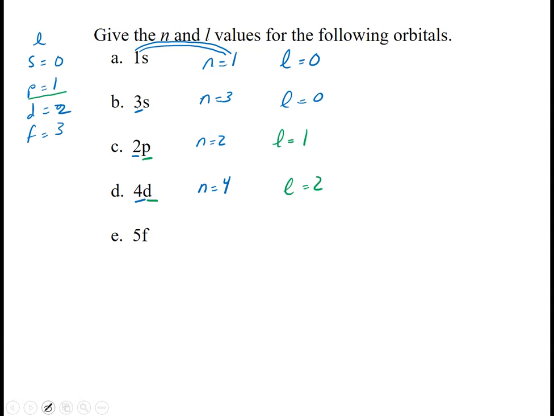And lastly, n for this one is 5. And L is equal to 3. Okay, so you do need to know this order. If you've done electron configurations in high school chemistry, this is the order that you fill them: S, P, D, and F. Otherwise, you need to learn them. They're really not in any order that makes sense. And then you just simply start counting at 0 and go up from there.